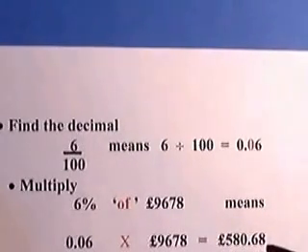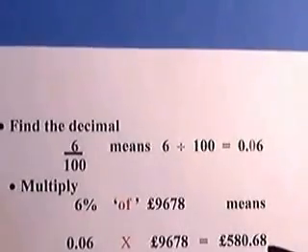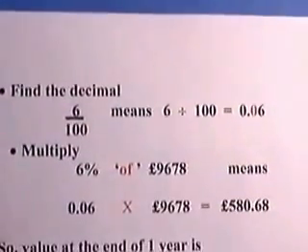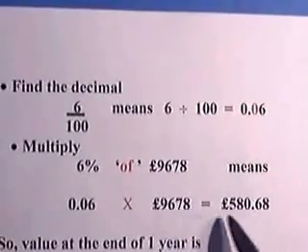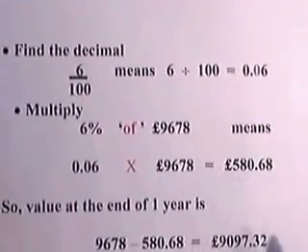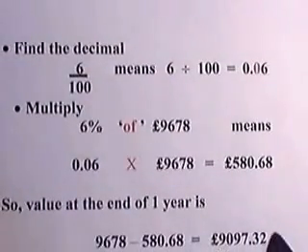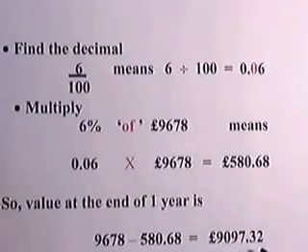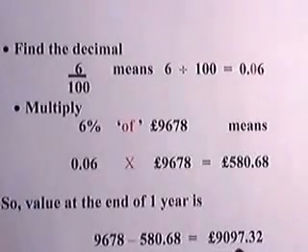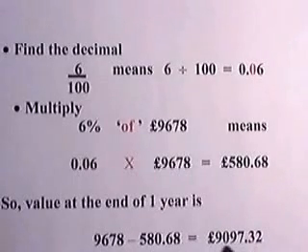£580.68. Now this is the amount that's lost at the end of the first year. So the value of the car at the end of 1 year must be the original amount, take away this, and there it is here. So the value of the car after the first year is this, £9,097.32.